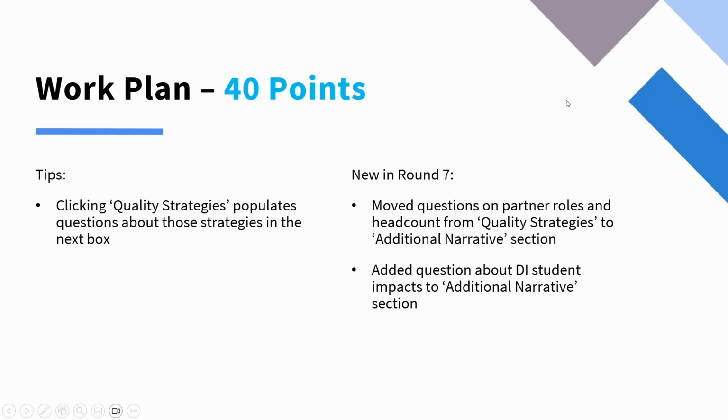The next section is the work plan. This is a scored section, 40 points. Be aware that there's some functionality in here where clicking quality strategies will populate the questions about those strategies. So follow-up questions there. And be aware that for round 7, they've removed some of the elements that used to be in the quality strategy section into its own additional narrative section. We'll talk about what that means in a second. And they've also added some more information to the additional narrative section.